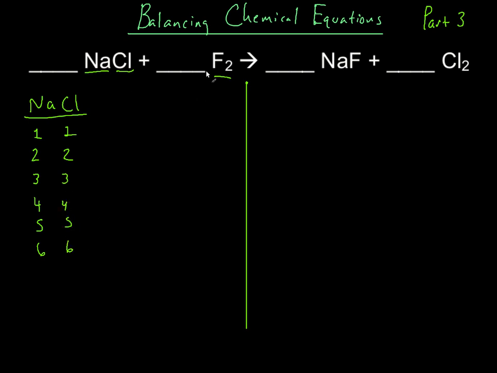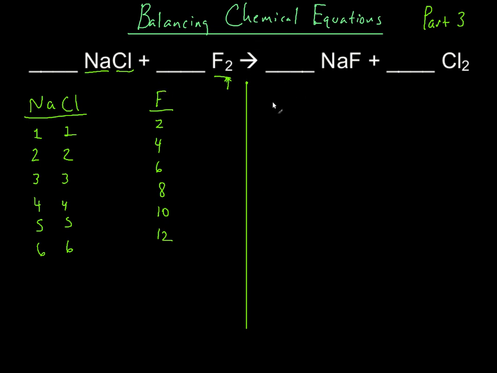Now the third element here is fluorine, so we'll go ahead and mark it. As you can see, it has a 2 here, so if I put a 1 here, 1 times 2 is 2, and if I put a 2 here, 2 times 2 is 4. It moves in sets of 2 based on this little number here. So we have 2, 4, 6, 8, 10, and 12.